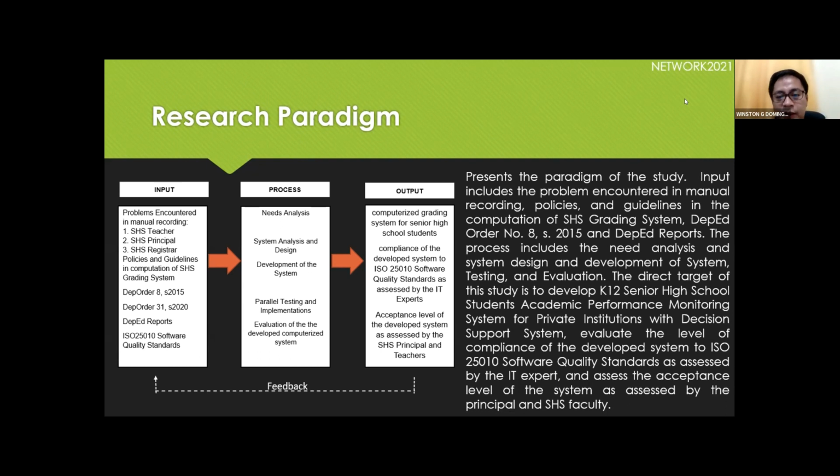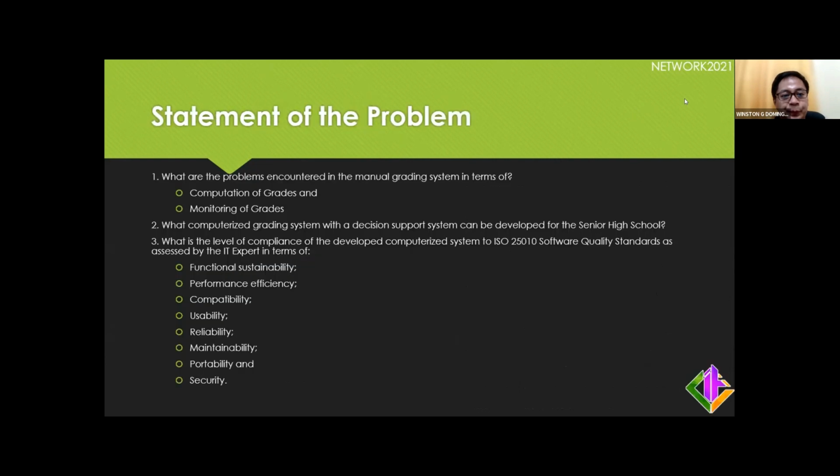And the output of this is the computerized grading system for senior high school students. Another output of the study is the compliance of the developed system to ISO 25010, or the software quality standards, as assessed by the IT experts, and the acceptance level of the developed system as assessed by the senior high school principals and teachers.